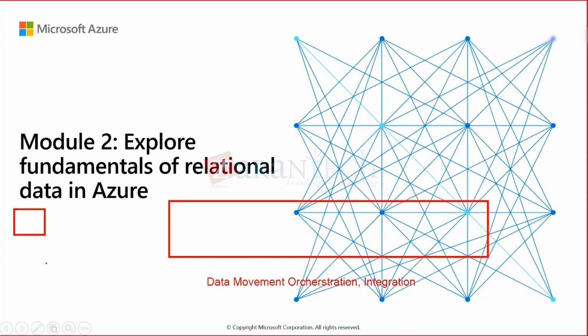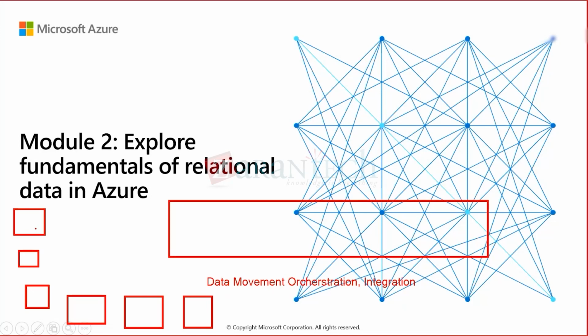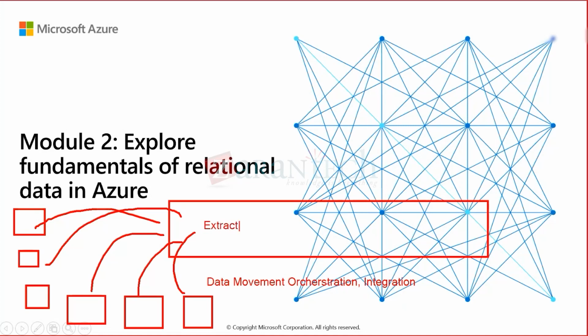For example, you have data in SAP, Oracle, IBM DB2, AWS Cloud, an on-premises file server, an on-premises SQL server. Anywhere you can extract the data like this. Then you can load the data into a data lake. So this is extract, this is load. After that, you can transform the data.